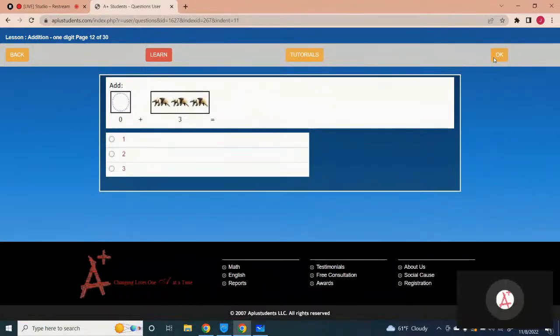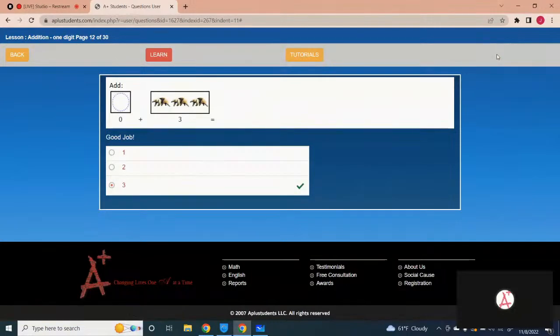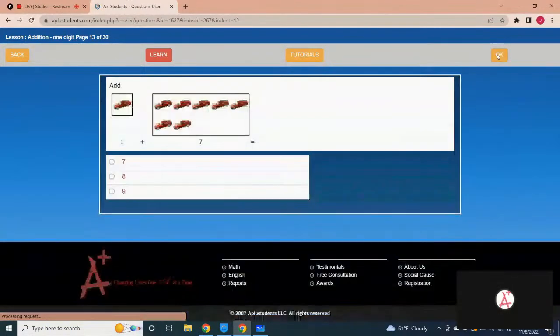Okay, add 0 plus 3. So 0 plus 3 makes 3. Got it? Select the correct option and click on the OK button. Very good. Okay, the next one is 1 plus 7. So 1 plus 7 makes, yes, 7 plus 1 makes 8. Very good. So select the correct option and click on the OK button.